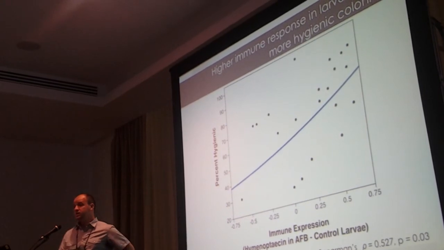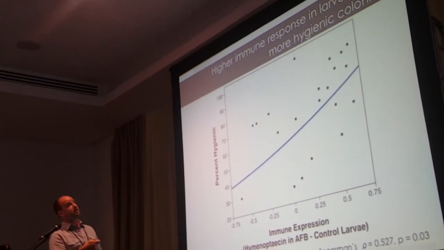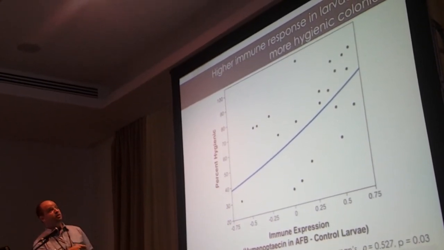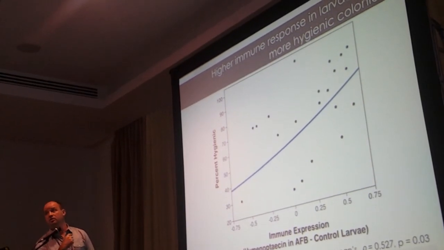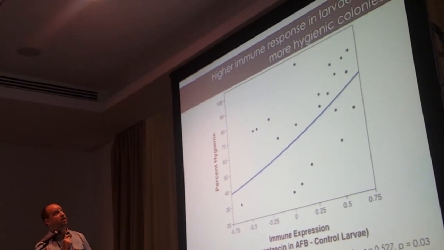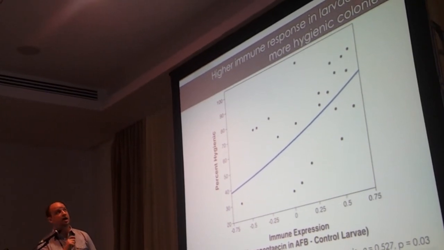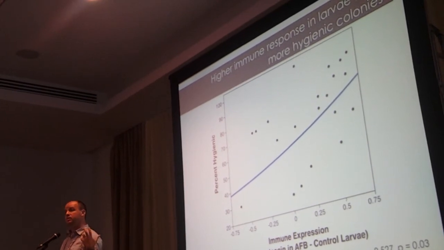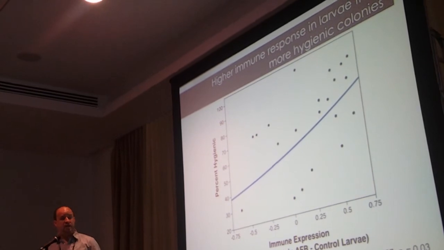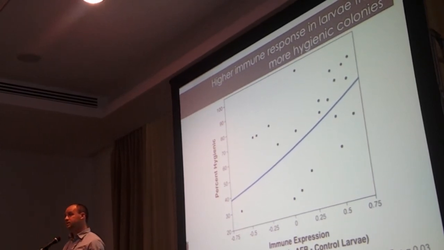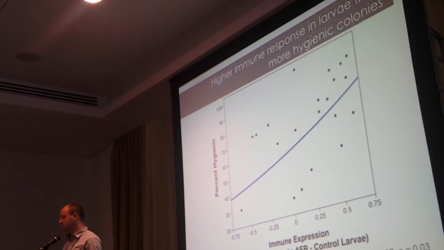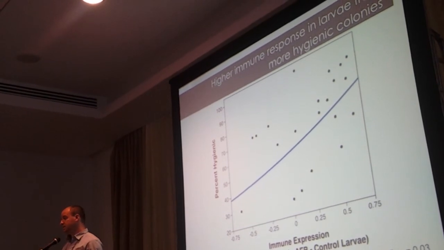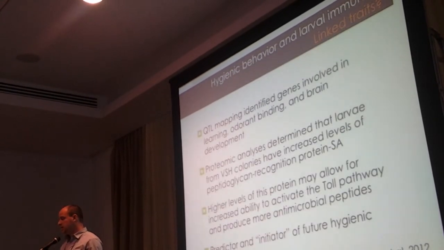However, here's the one positive finding for you today. We did find that larvae collected from more hygienic colonies had a higher immune response. So larvae from really hygienic colonies have a stronger immune response. And hygienic behavior works against the same disease that we were giving the larvae. So it's kind of interesting that there might be additive effects there.